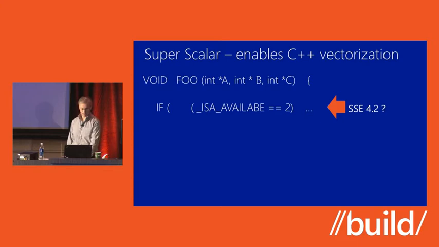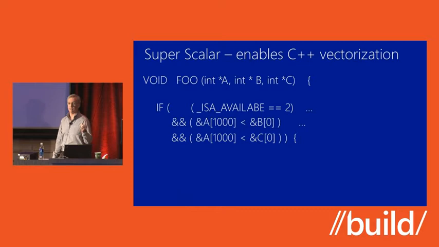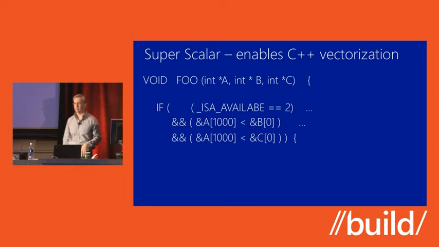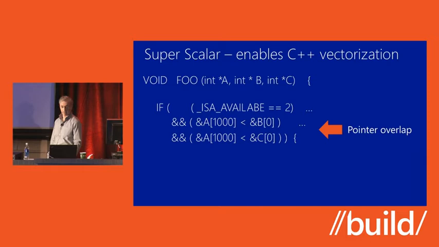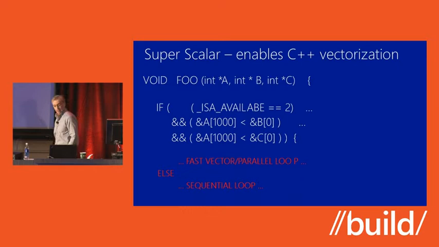Now, remember that these are passed in, and we have no idea what they point to. They might overlap, right? A might point into a little bit of B, or C might point into a little bit of A. So you've got to do a runtime check, or runtime disambiguation, to see if any of those aggregates possibly overlap. And then you can two-version the loop. So if the instruction set's available on the architecture that you want, and all the pointers are not overlapping, you can go to the loop really quickly.